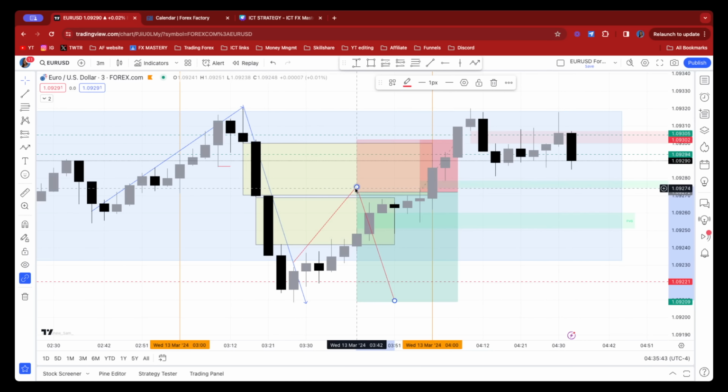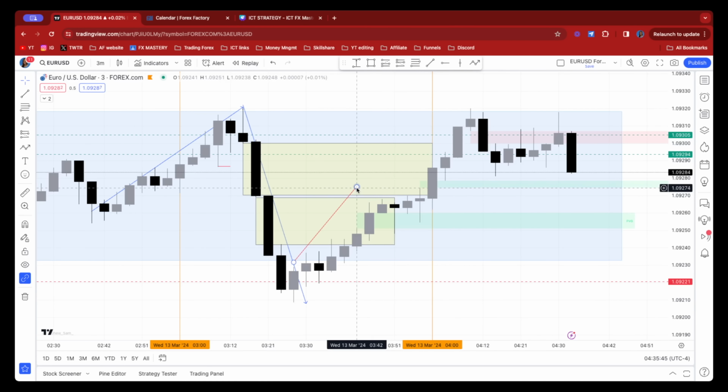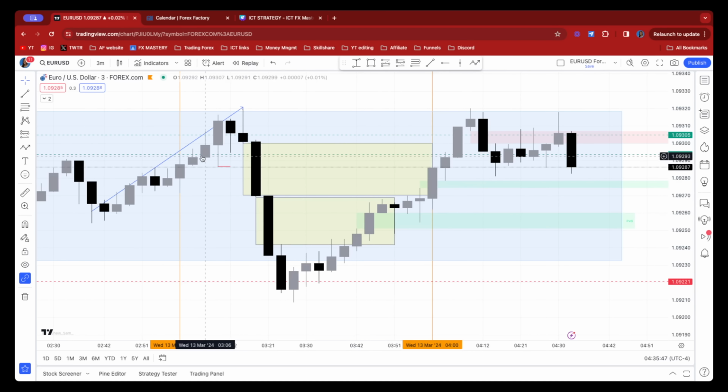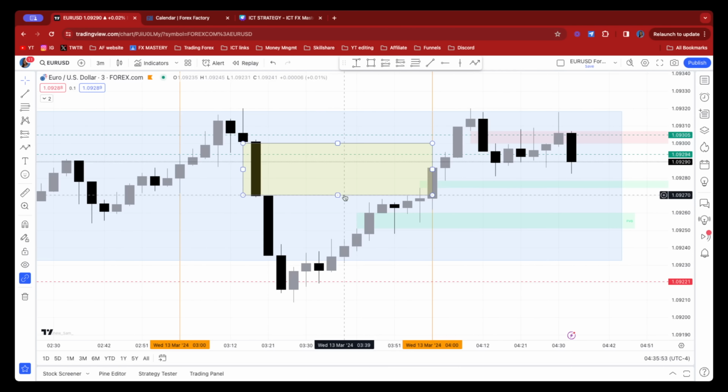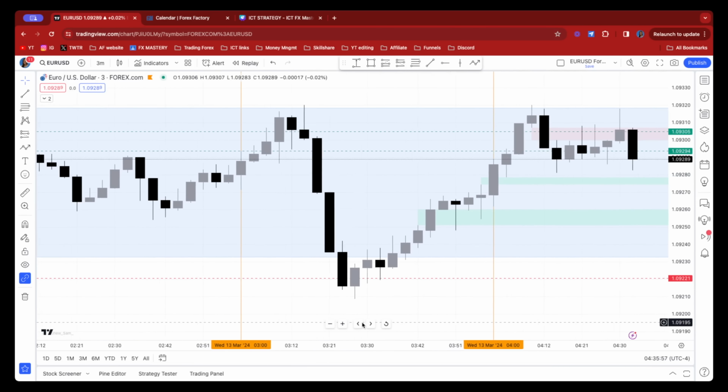So I'm going to take out everything. I'm sorry I draw so many things, but I hope you followed the reasoning. So guys, this would be a reason why to not enter these fair value gaps, because the price took out the sell side liquidity.